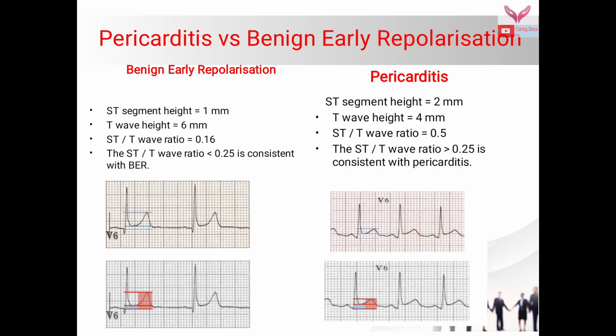And on this right-sided ECG, the ST segment height is 2 mm, T wave height is 4 mm, ST to T wave ratio is 0.5. This ratio is more than 0.25. It is suggestive of pericarditis.